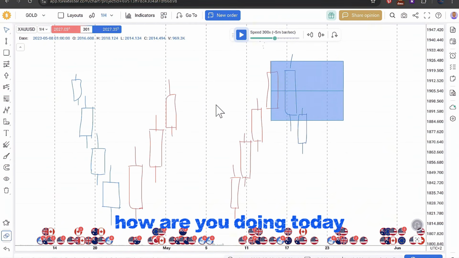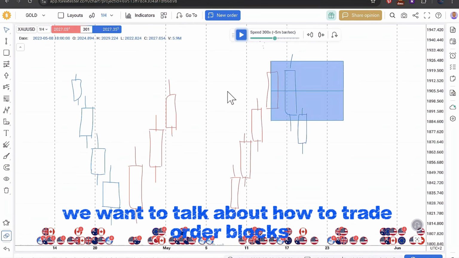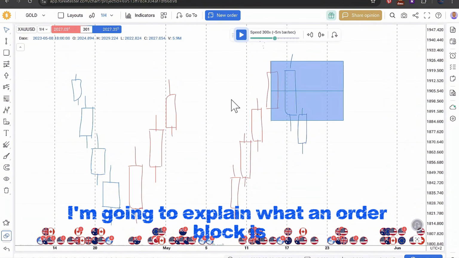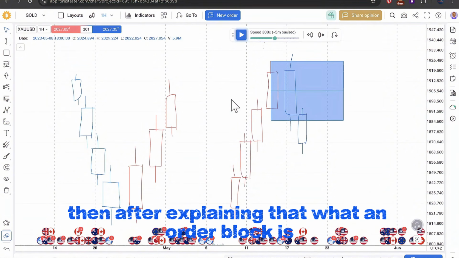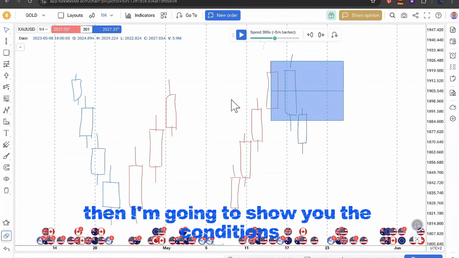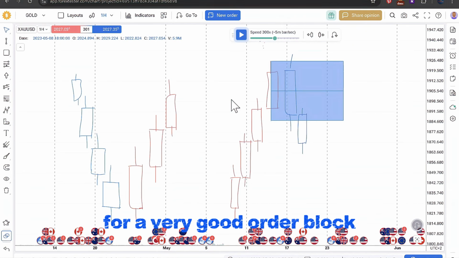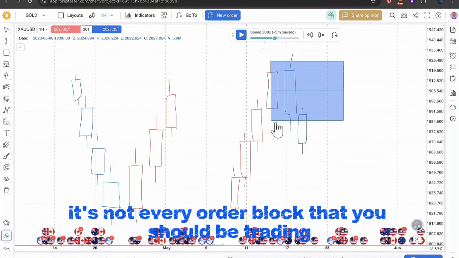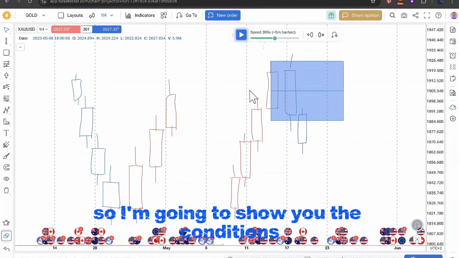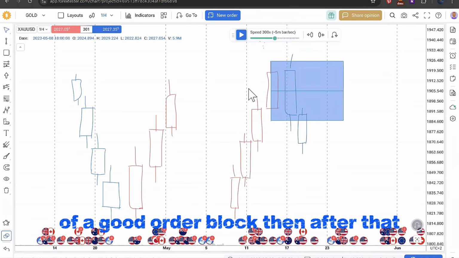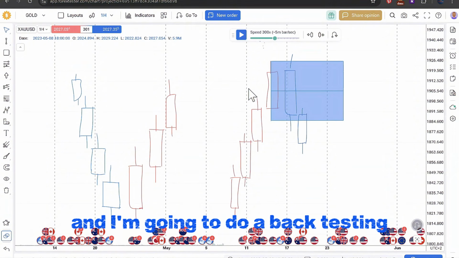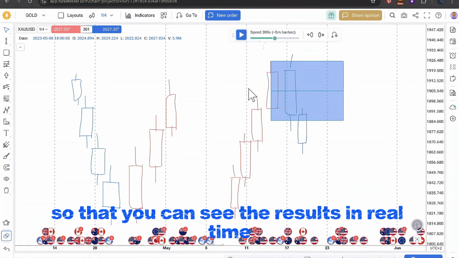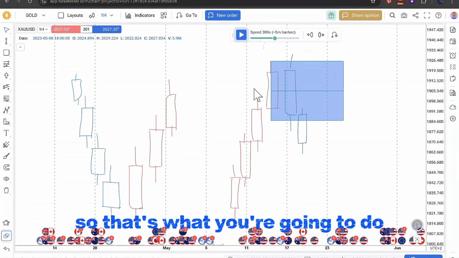How are you doing? Today we want to talk about how to trade order blocks like a bank. So what we are going to do first is I'm going to explain what an order block is. Then I'm going to show you the conditions for a very good order block for you to be trading, right? It's not every order block that you should be trading, so I'm going to show you the conditions of a good order block. Then after that, I'm going to show you the charts and I'm going to do a backtesting for this particular strategy so that you can see the results in real time. So that's what we are going to do.